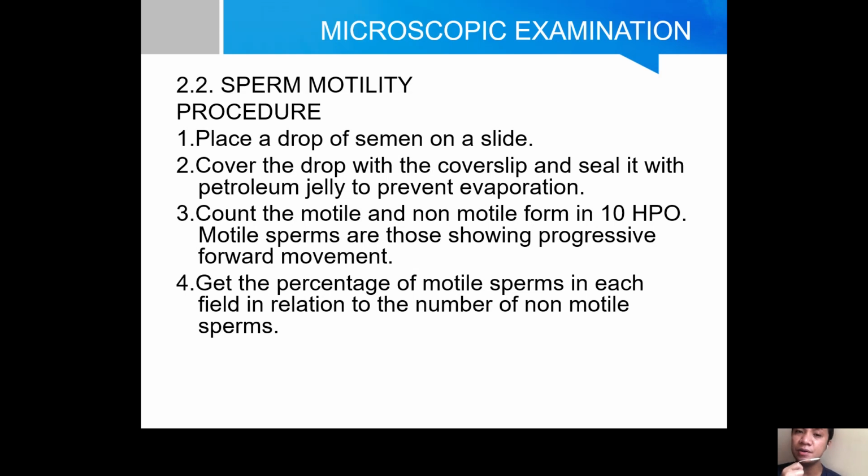How are you going to present your sperm motility? You present that in terms of percentage. So there are 10 HPO, and in every field, how many are motile? How are you going to compute for the motility?